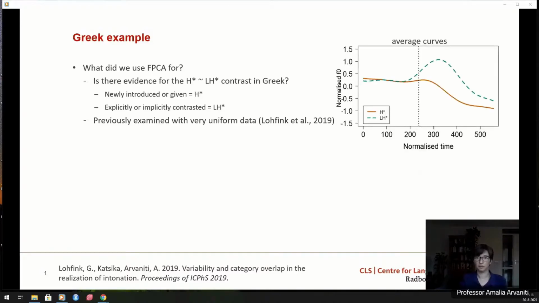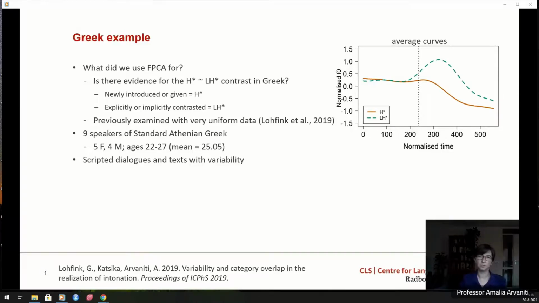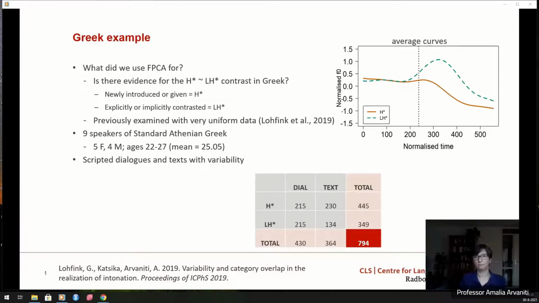So here we can see the average curves in the corner, and you can see how on average they differ. So you see that the average curves of the two accents differ in peak height and location, which affects the fall. And this has previously been examined with very uniform data. And here we're using a bit more varied data. Okay, so in our speakers, we have 9 speakers of standard Athenian Greek, 5 female, 4 male, ages between 22 and 27. And as I mentioned, we're using scripted dialogues and text with variability. So here we have our dialogues and our texts, and H star and LH star, for a total of 794 curves.